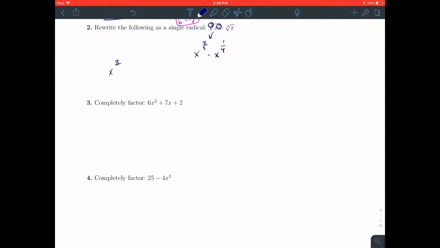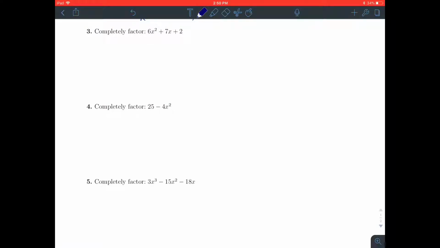Because we're multiplying, we need to add the exponents. However, to add two fractions, we need a common denominator. So let's multiply by 4 and by 3 here and here. That will give us x to the 8/12 plus 3/12, x to the 11/12, which we can rewrite as the 12th root of x to the 11th.